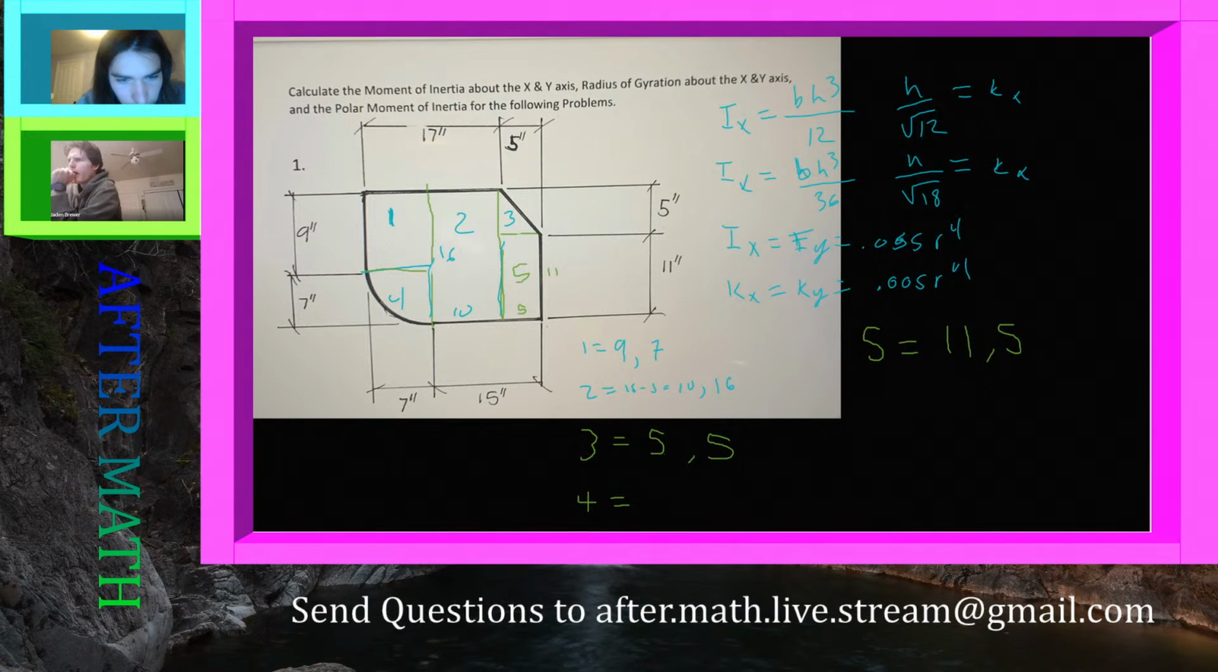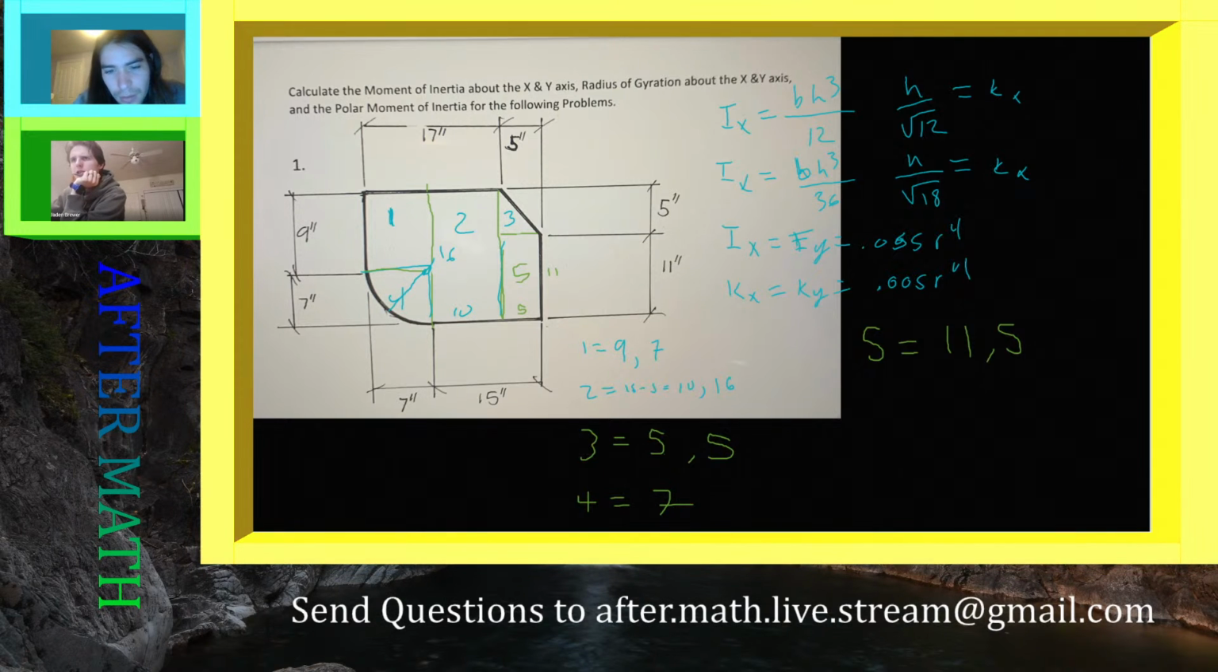Number 4, we're gonna want the radius. I think that was right? Yeah, we just want the radius. It's just 7. Yeah, and it's 7. Okay. We're killing it so far.